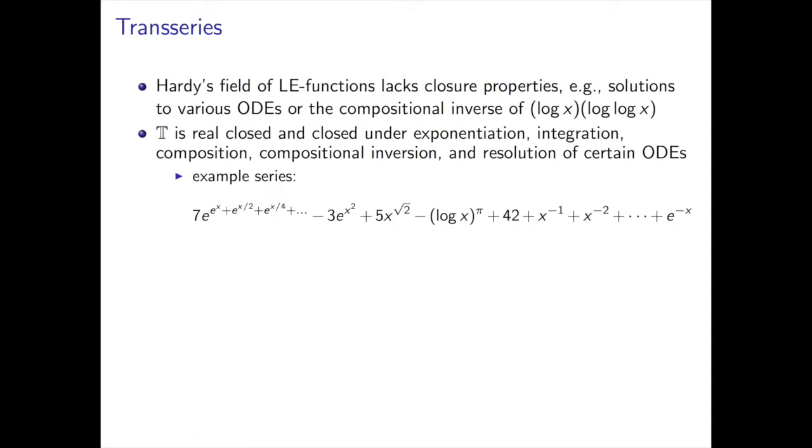So here's an example just to give you a picture of what one of these things looks like. They all have some length of some countable ordinal. In this case, it's omega plus 1 because we have e to the minus x at the end. But you can compose them, so you have e to the x plus e to the x over 2 plus e to the x over 4 plus dot dot dot. This first term is the leading term. You have minus 3 e to the x squared. You have real powers, logarithms, etc.